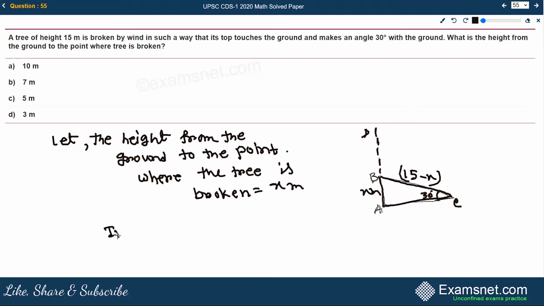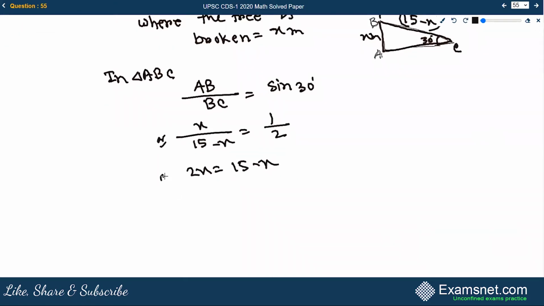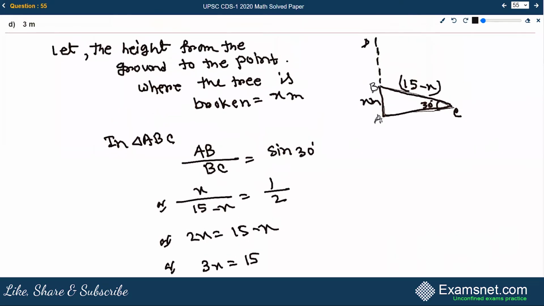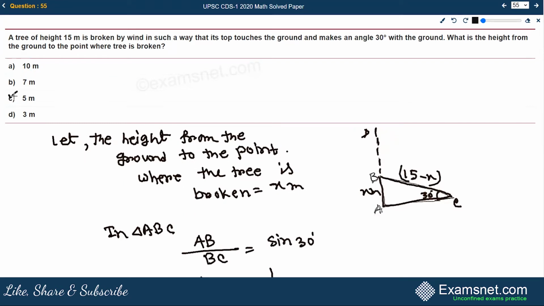So in triangle ABC, we can write perpendicular by hypotenuse, AB by BC, that is sine 30 degrees, if we consider angle C. Here AB is x and BC is 15 minus x, and sine 30 degrees gives us half. So 2x equals 15 minus x, and further we get 3x equals 15. So x equals 5. Hence the height from the ground to the point where the tree is broken is 5 meters. Option C is the correct answer.